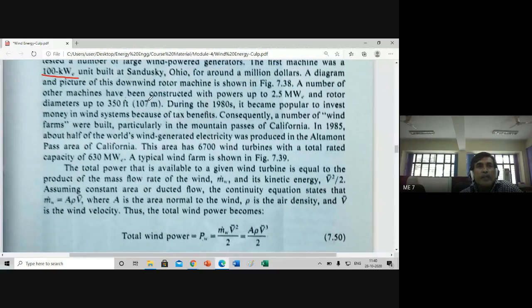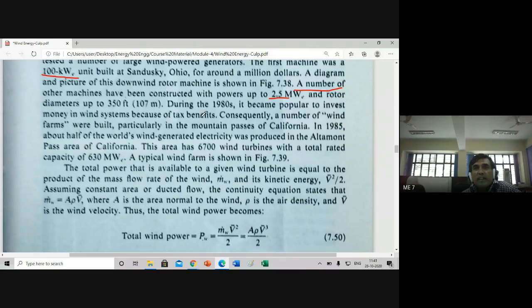A number of other machines have been constructed with powers up to 2.5 megawatt. Look at this number, 2.5 megawatt they have attempted, that much of capacity. Now hydroelectric power plant capacity is 100 megawatt, one unit, and the rotor diameter is 107 meters.